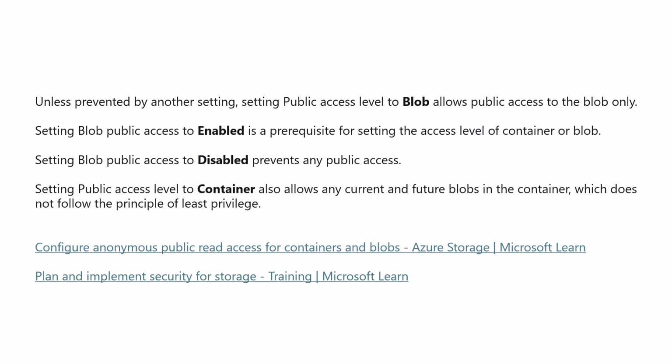Unless prevented by another setting, public access level to blob allows public access to the blob only. Setting blob public access to enabled is a prerequisite for setting the access level of container or blob. Setting blob public access to disabled prevents any public access. And setting public access level to container also allows any current and future blobs in the container, which does not follow the principle of least privilege here.